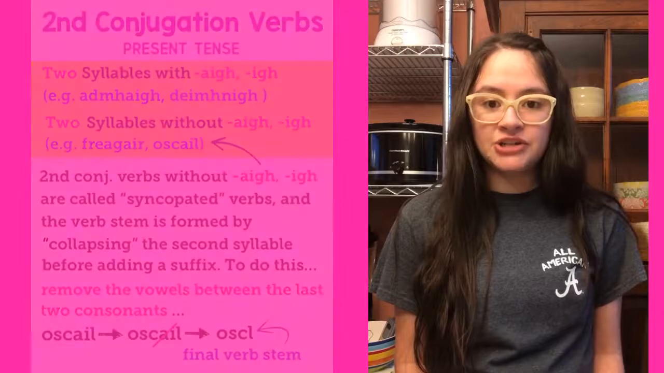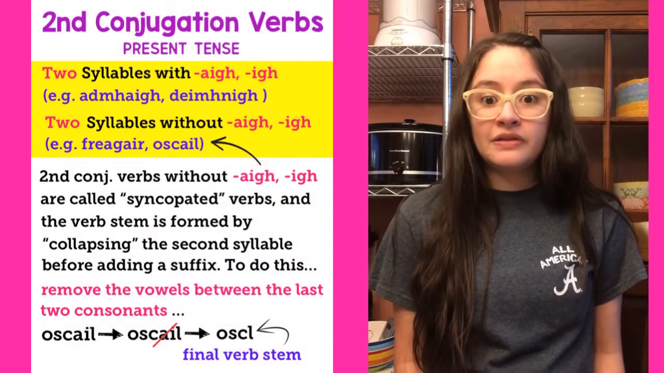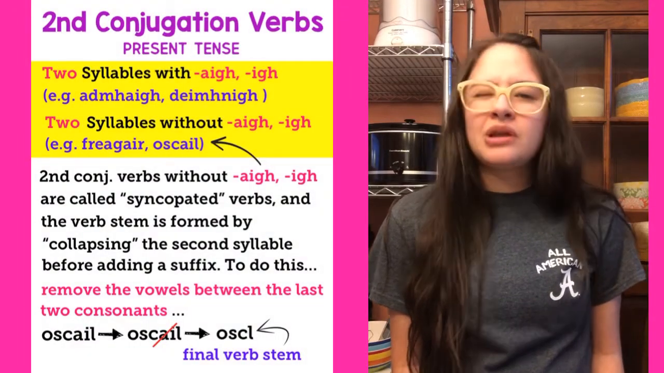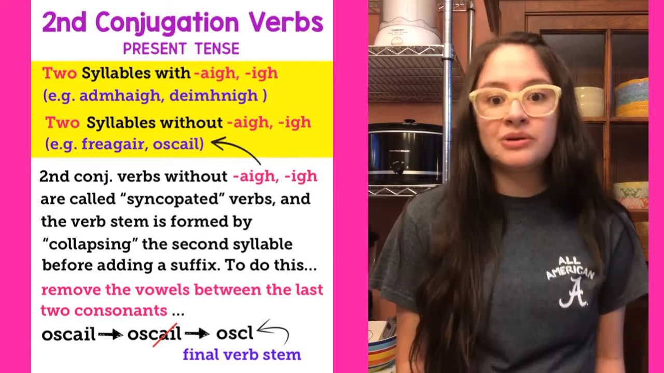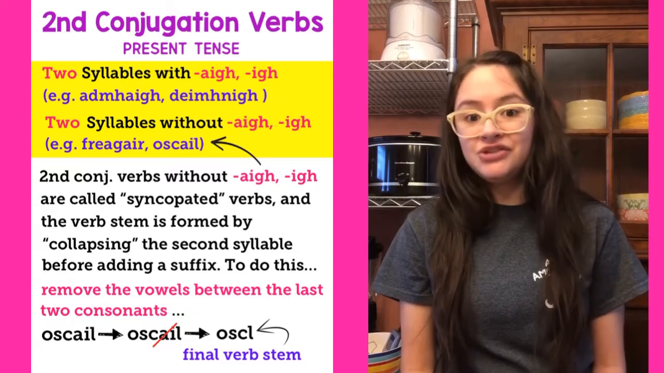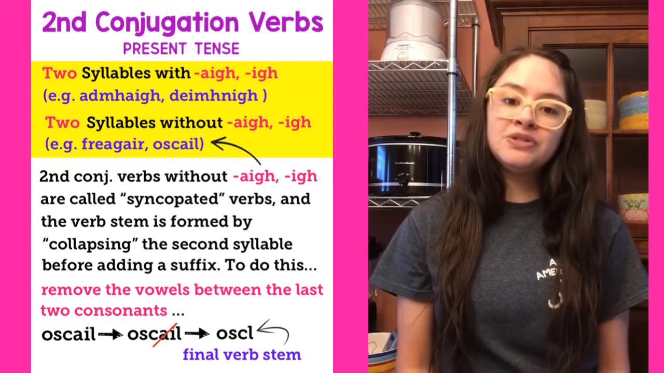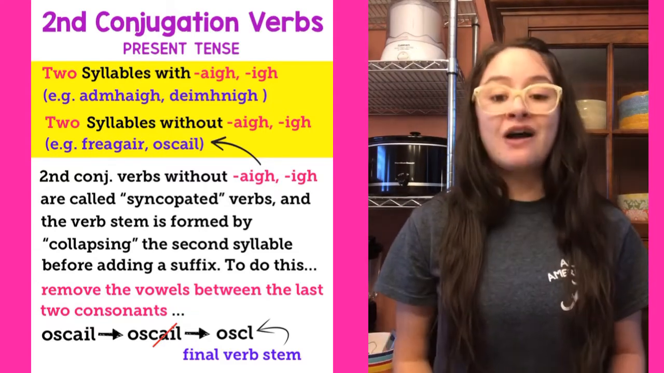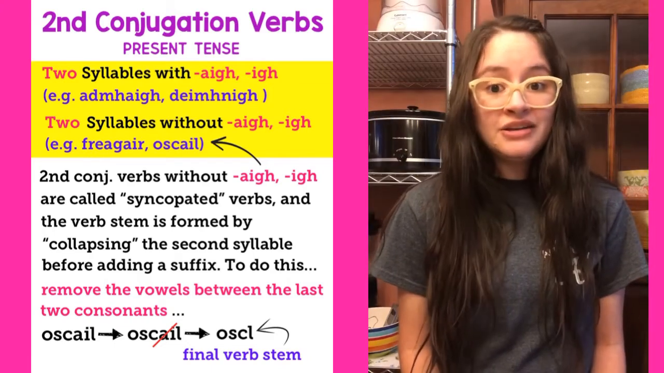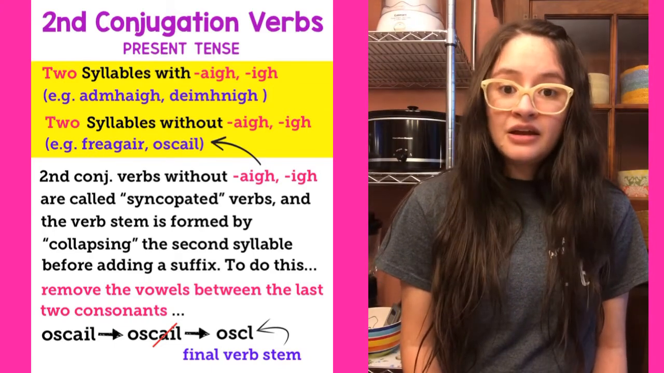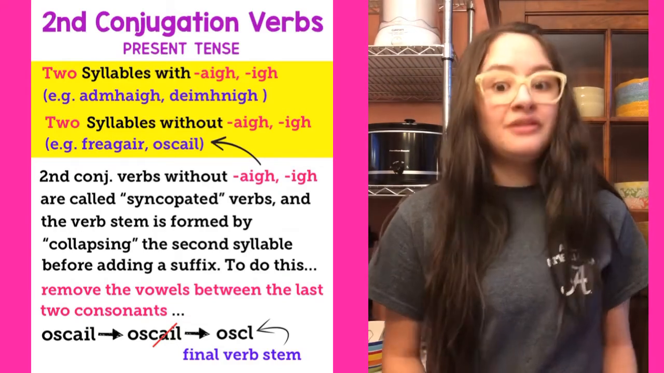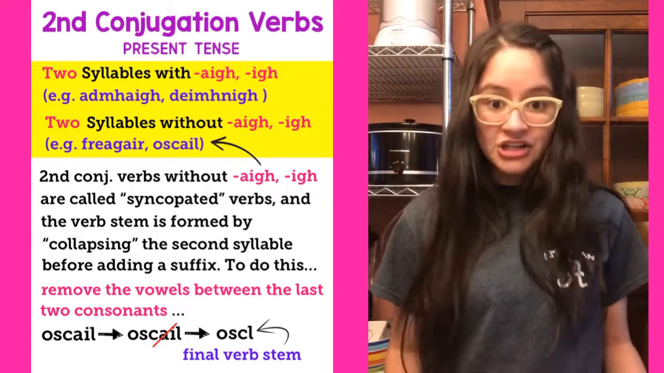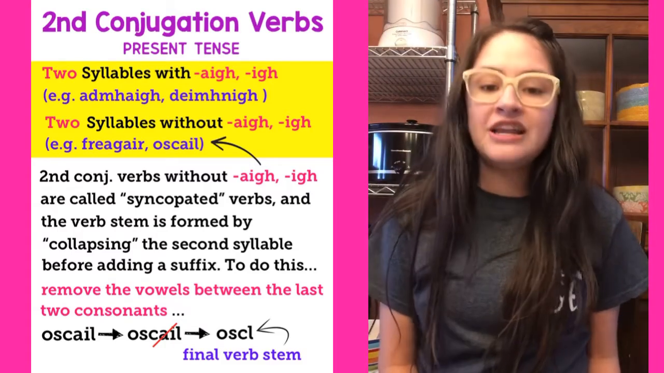In this video, I want to talk about the second conjugation verbs. And personally, I think that this group is easier. Well, not really easier, but there's less to remember, so that kind of makes it easier. Second conjugation verbs are two-syllable verbs that end in either aigh or igh, such as admhaigh, to admit, or deimhnigh, to affirm or certify. And also two-syllable verbs that don't end in aigh or igh, such as freagair, to answer, and oscail, to open.